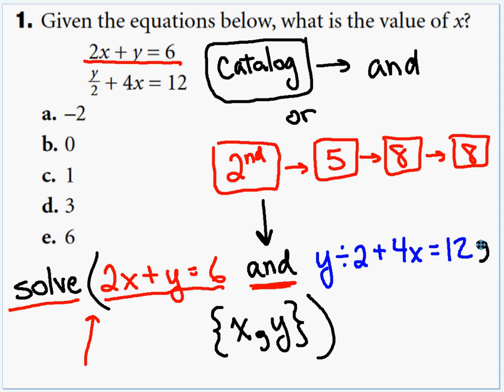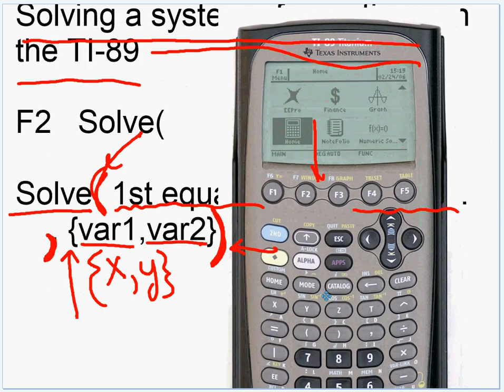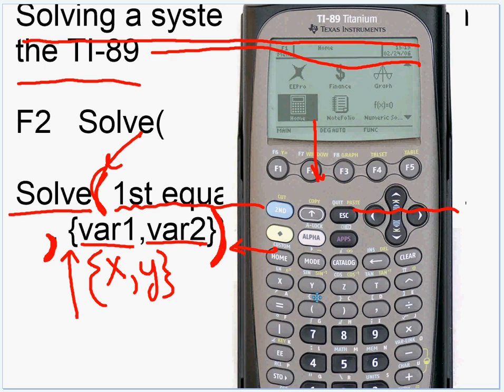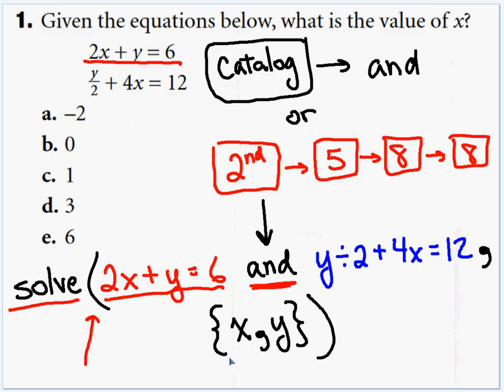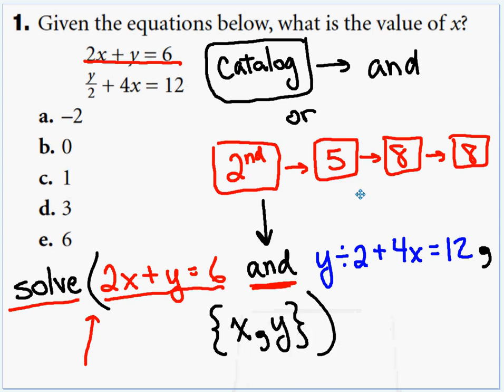After our second equation, we want to put in a comma, and then we use the brace key, and the brace is going to be second function parenthesis. So we put in our left brace, we put in x comma y, we close with the right brace, and then we close our parenthesis. If you've typed that all in correctly and you hit enter, you should see the answer x equals this, y equals that. So for practice, you can pause the video here, type that in and try it out and see what you get.